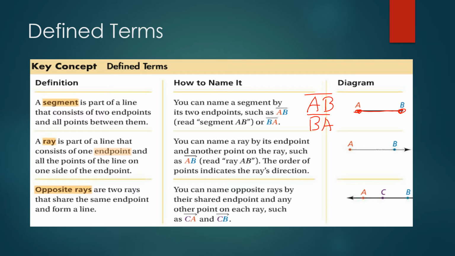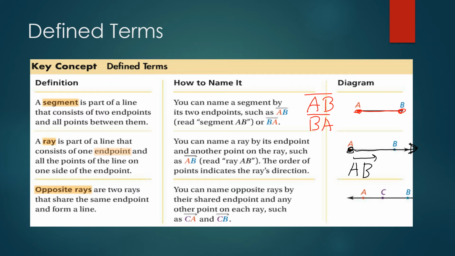A ray is part of a line that consists of one endpoint and all the points on the line to one side of that endpoint. I always like to imagine I have this floating line in front of me and I can cut it in half and delete half of it. So it's like half a line. It starts at an endpoint, point A. It heads towards point B and just goes on forever and ever and ever. So to name this, I would call it ray AB.